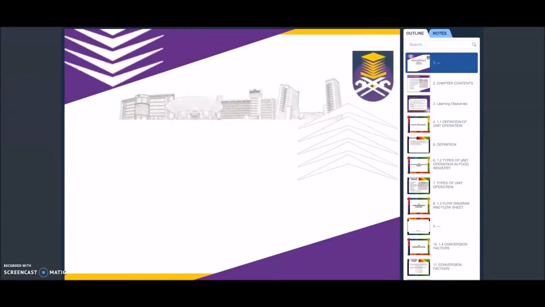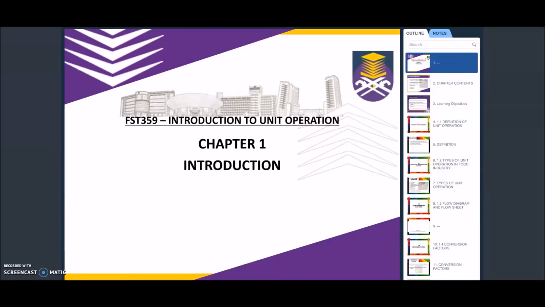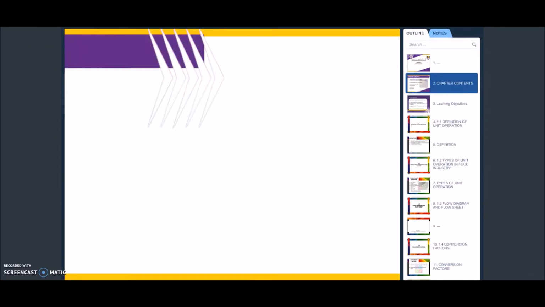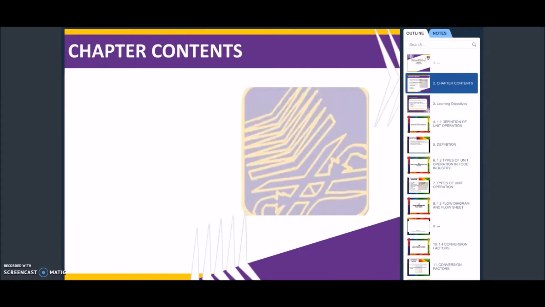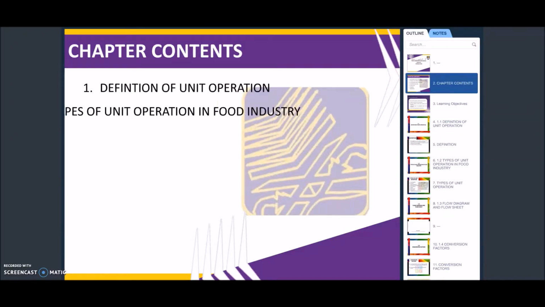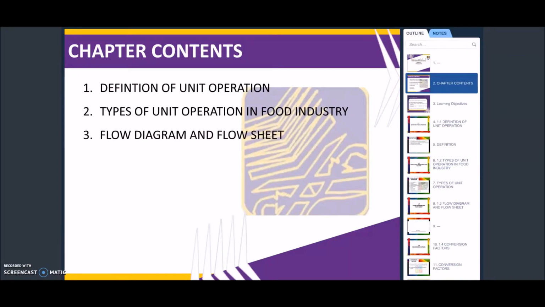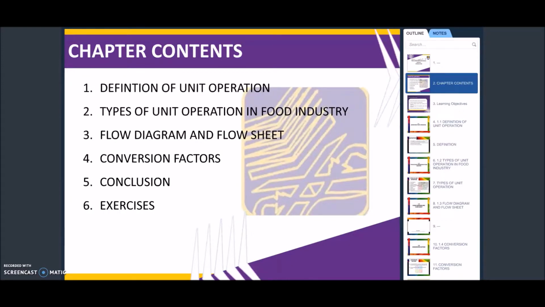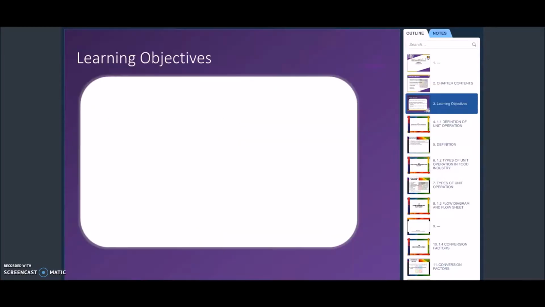Now we will proceed with Chapter 1, Introduction. Chapter contents: in this chapter, we have several topics, starting with definition of unit operation, types of unit operation in food industry, flow diagram and flow sheet, conversion factors, conclusion, exercises, and finally references.